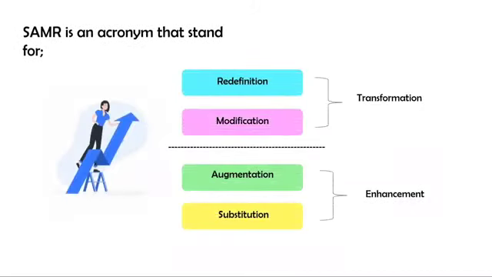SAMR has 4 different levels. There are substitution, augmentation, modification, and redefinition. 2 levels focus on enhancement, and 2 other levels focus on actual transformation.